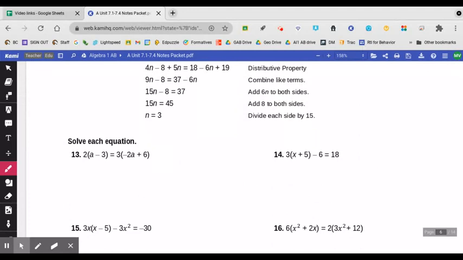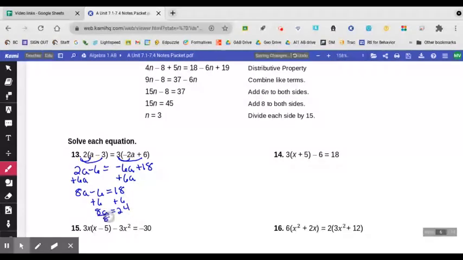So number 13, I start out by distributing the 2 to the a minus 3, which gives me 2a minus 6. On the right, I distribute the 3 to the negative 2a, which is negative 6a, and the 3 to the 6, which is plus 18. I need to get the a's on one side, so I add 6a to both sides, which gives me 8a minus 6 equals 18. I add 6 to both sides, which gives me 8a equals 24. Divide both sides by 8, and a equals 3.